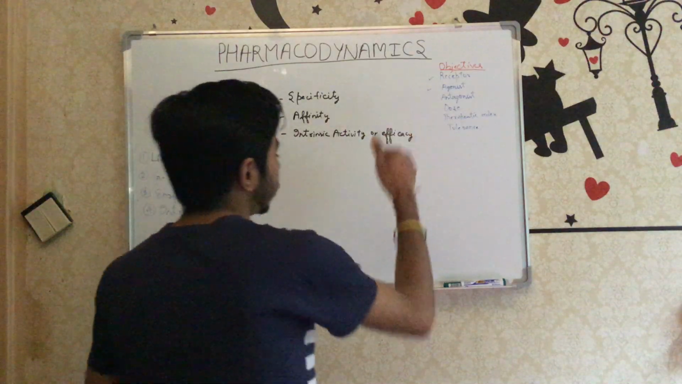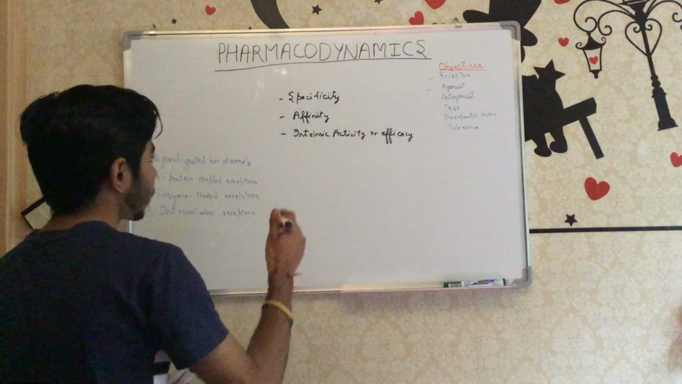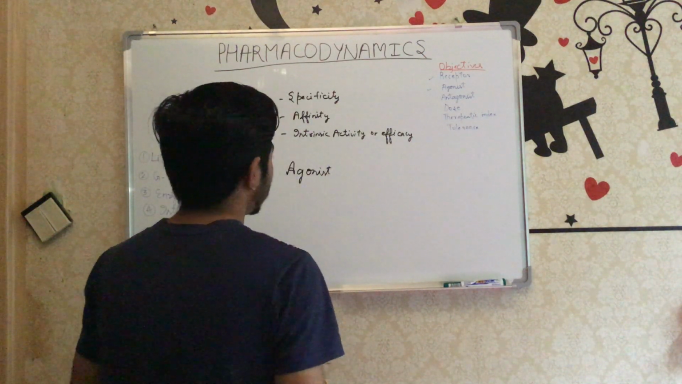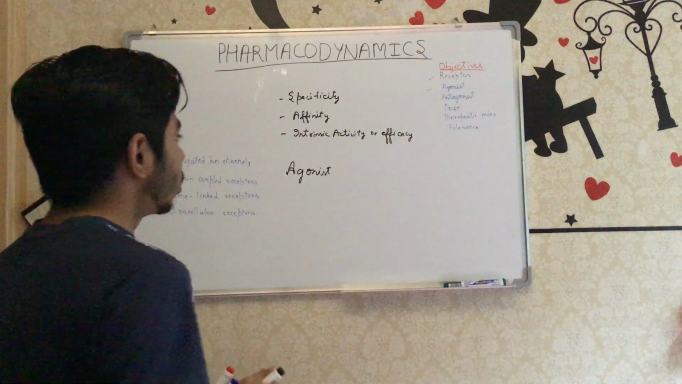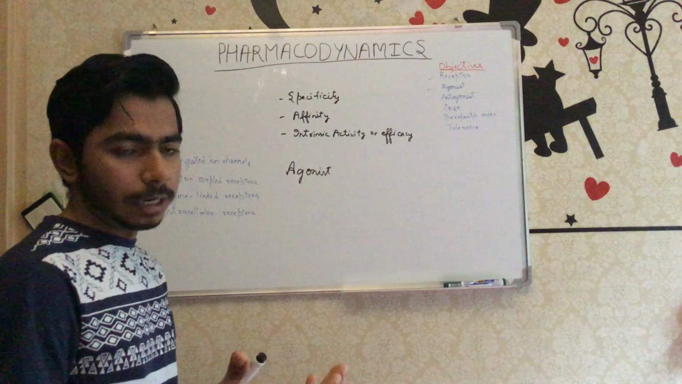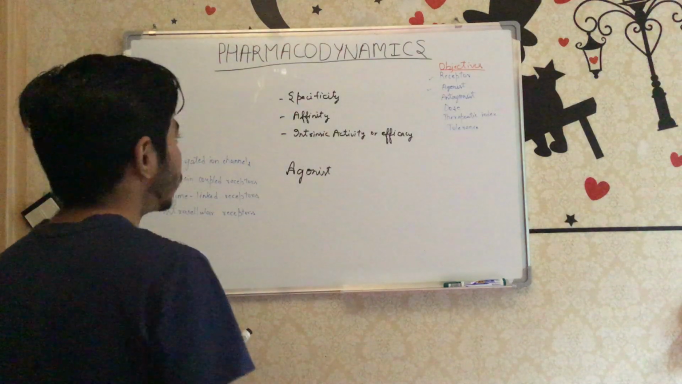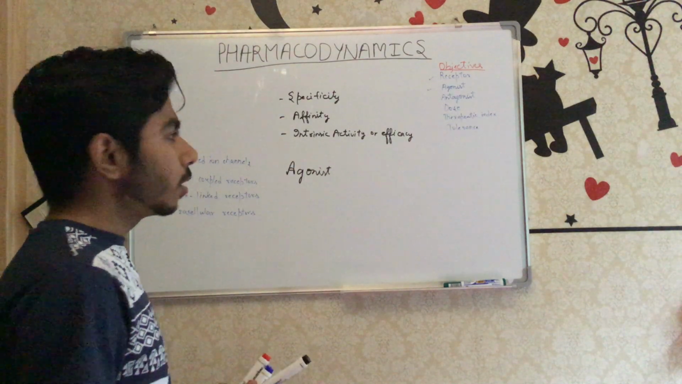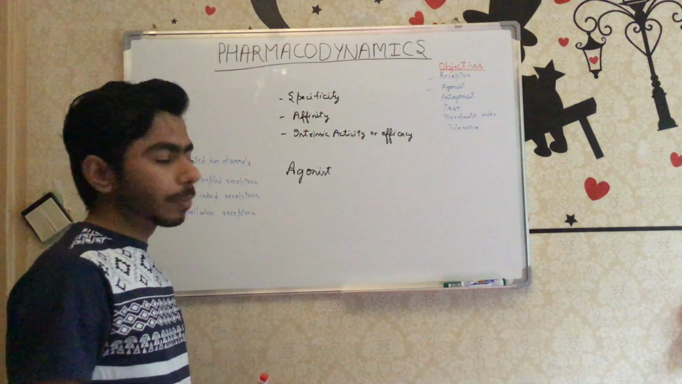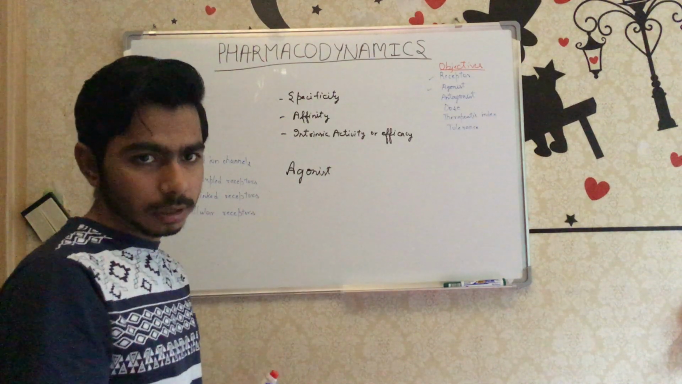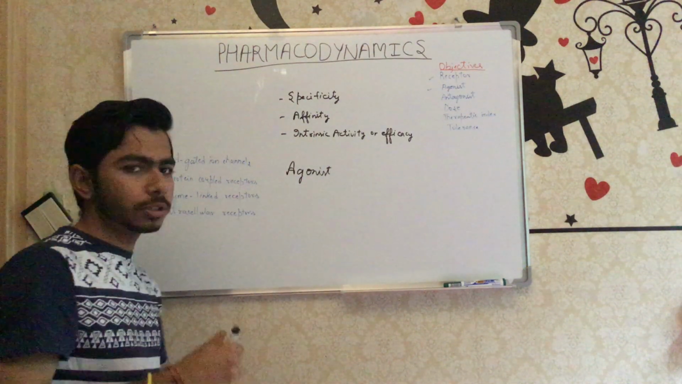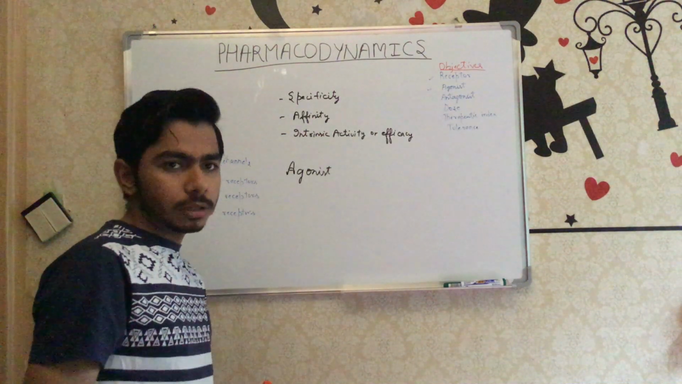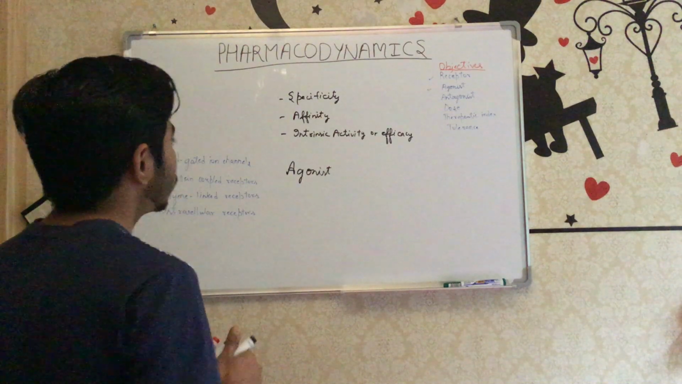So, if we talk about an agonist, it is a chemical which binds to the receptor and produces the response. While an antagonist is also a chemical, but it restricts the binding of the agonist with the receptor. It won't allow the agonist to bind to the receptor and produce any kind of response. I will talk about antagonists later, but first let me discuss agonists.